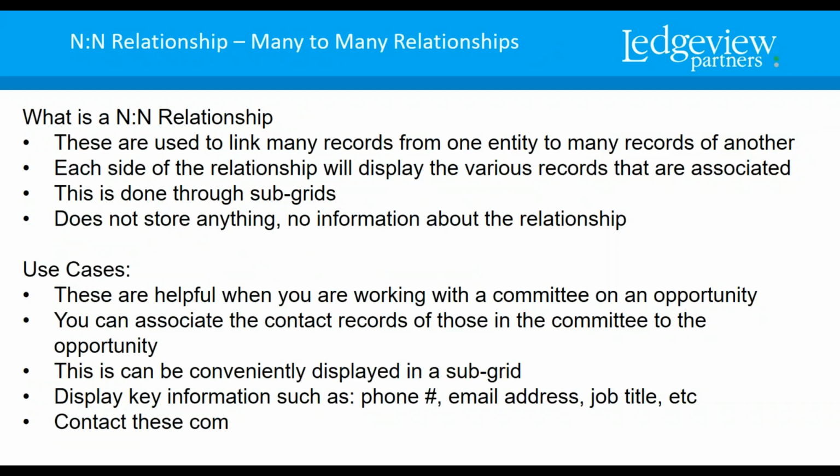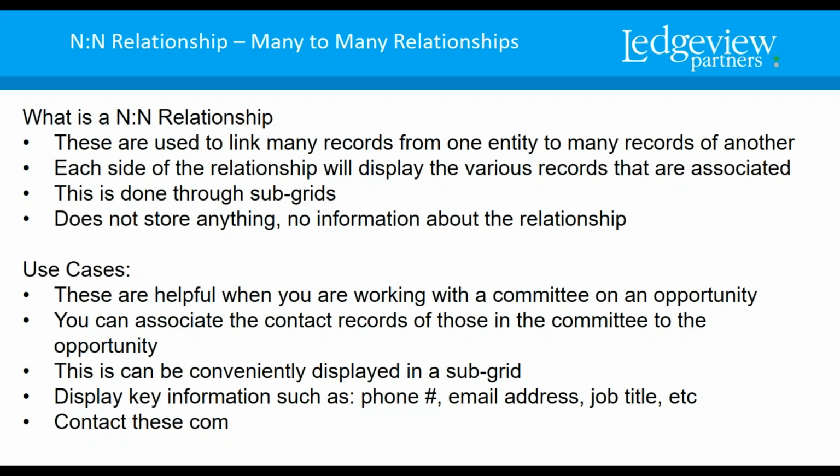And then end-to-end or many-to-many relationships. There's not many out-of-the-box created ones. You can create some of these, but really what they are, they're used to link many records from one entity to many records of another. Each side of the relationship is displaying various records that are associated to each other. That's done through subgrids. It doesn't store anything. There's no information about the relationship. There's no information about who did the change, when it was made. What you see is what you get.